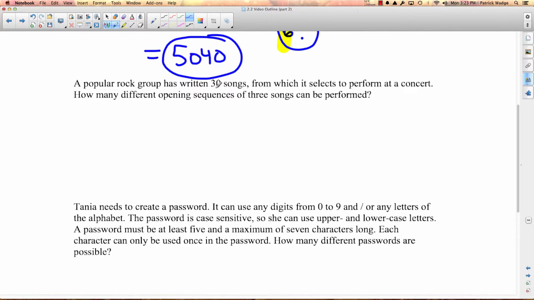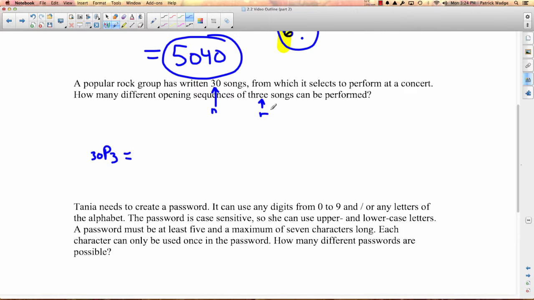Well, what we have here is 30 songs, so that's your n. But you're not arranging all of them. We're only interested in the first 3 songs. So you're only arranging 3 of them. That's your r. So what you're trying to do is 30 distinct objects. This is permutation because order mattered, and you're ordering 3 of them.